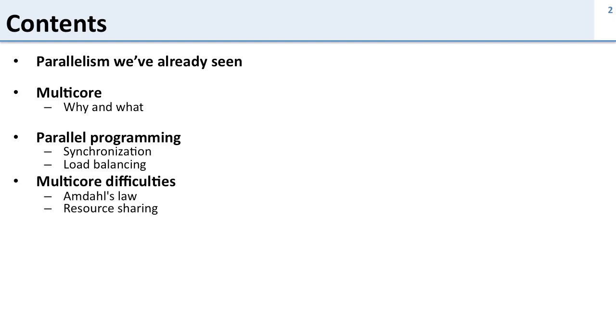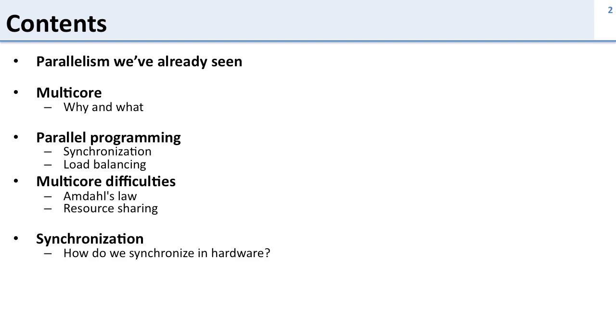We're then going to look at some of the problems that we have with multi-core processors and using them. The first one is going to be Amdahl's law. That's the problem if not all of your program is parallel. And then we're going to look at issues with resource sharing in multi-cores and how that affects performance.